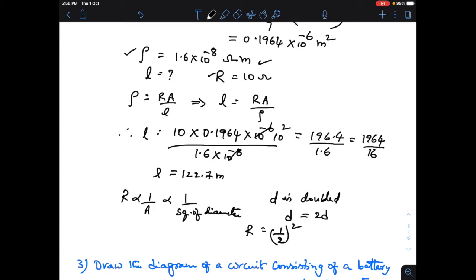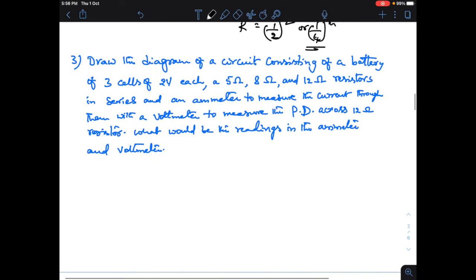square of the diameter. So, 1 by 2 square or 1/4. So, the resistance will become 1/4 because it is square. So, diameter is in the denominator. So, it becomes 2 square of the diameter, therefore 2 square. So, that becomes 1/4. Then we will move on to the next problem.